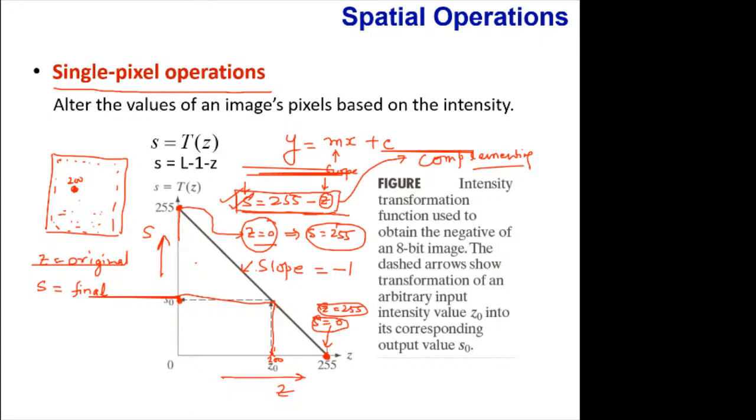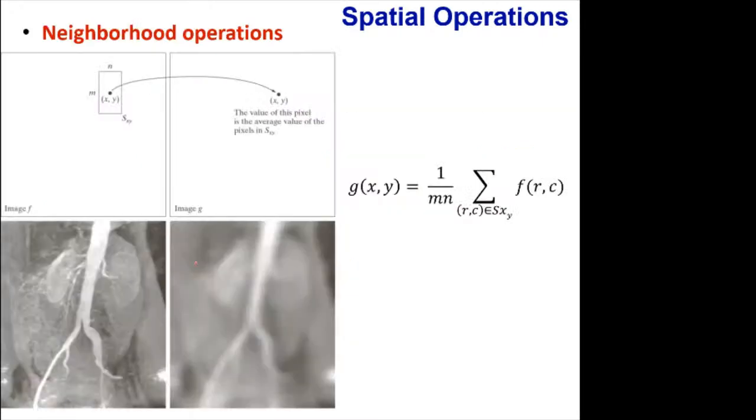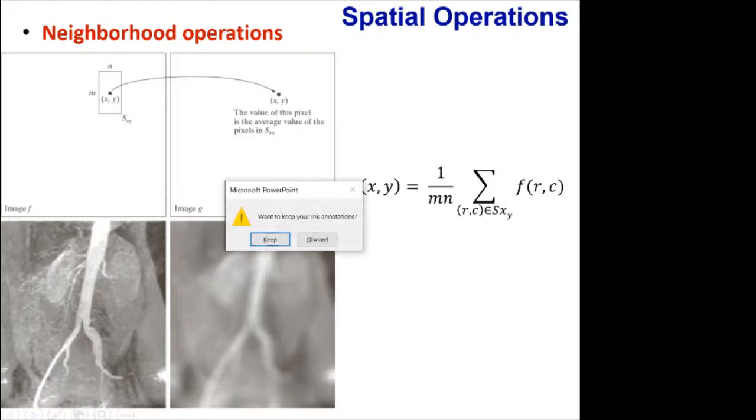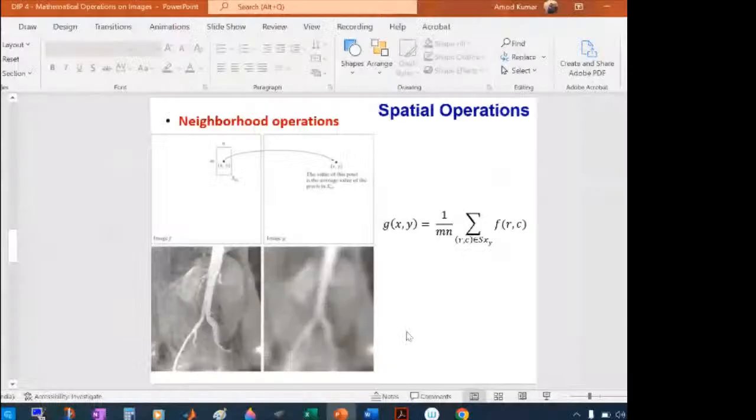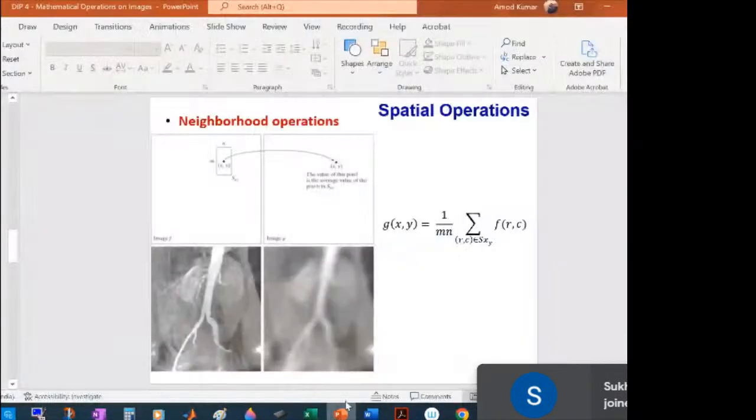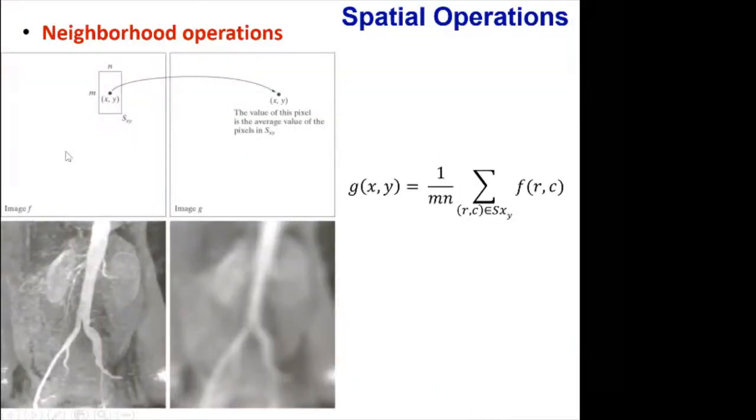Now, the second type of operation which is done on images is called neighborhood operation. In case of neighborhood operation, we are changing the value of intensity of a single pixel only.